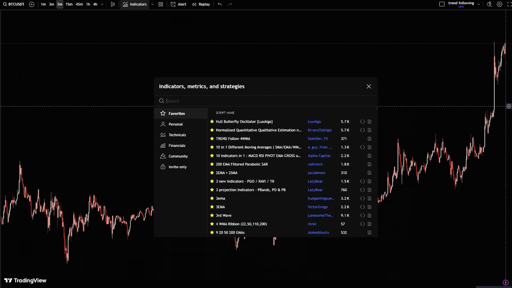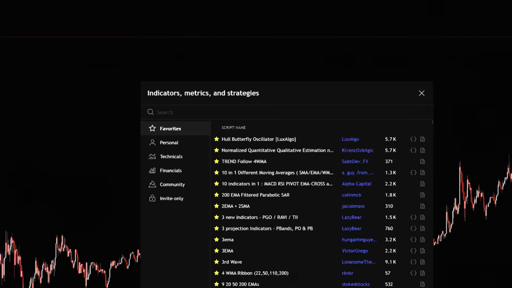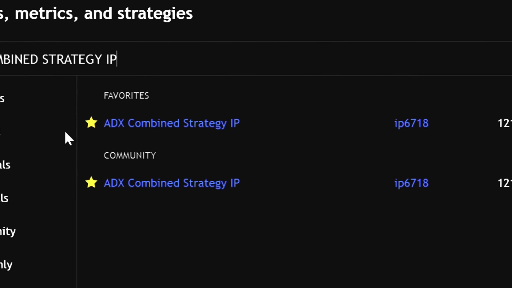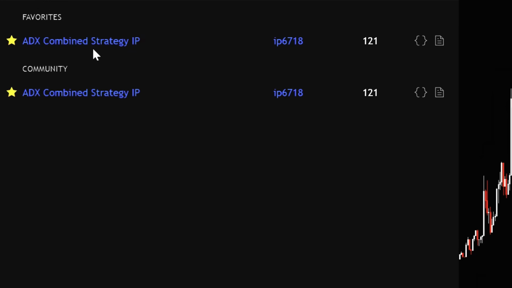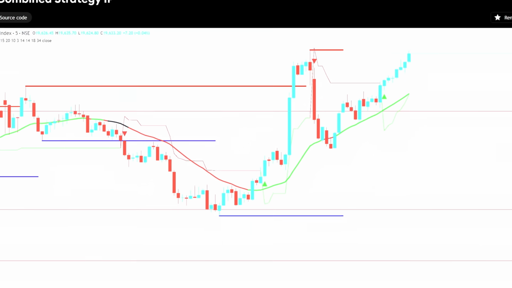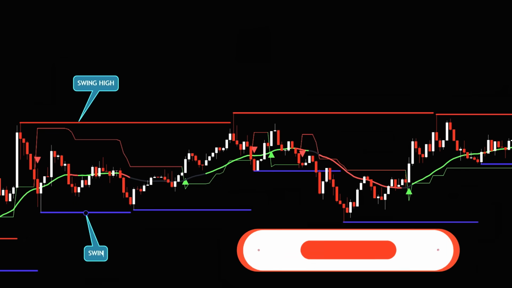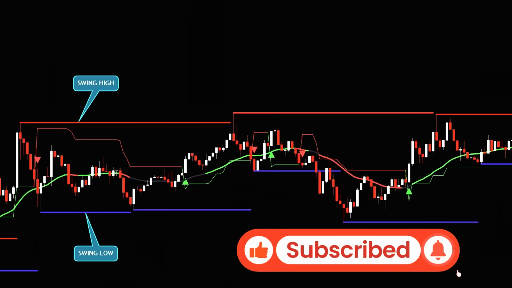To get it, go into the top of the TradingView chart and click Indicators. In the search bar, type in ADX Combined Strategy IP. Click that first one, bam, it's on your chart. You see it automatically draws these horizontal lines. These are your swing highs and lows, critical support and resistance levels. This indicator does the hard work of finding them for you.